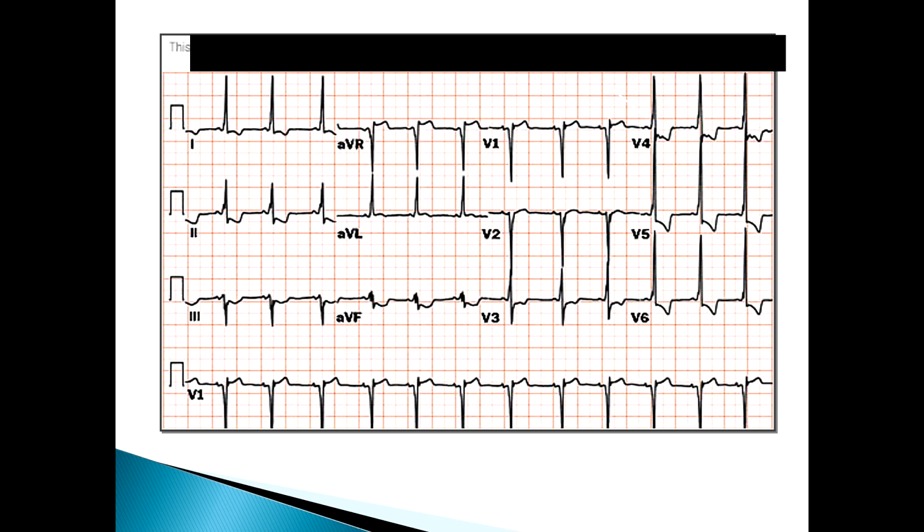AVRT. But even if this ECG is normal, then it can be AVRT because there are some accessory pathways, they conduct only retrogradely. They don't have the ability to conduct antegradely. So even with a normal ECG, you can have AVRT. But once it is there, then it is sure it is AVRT.